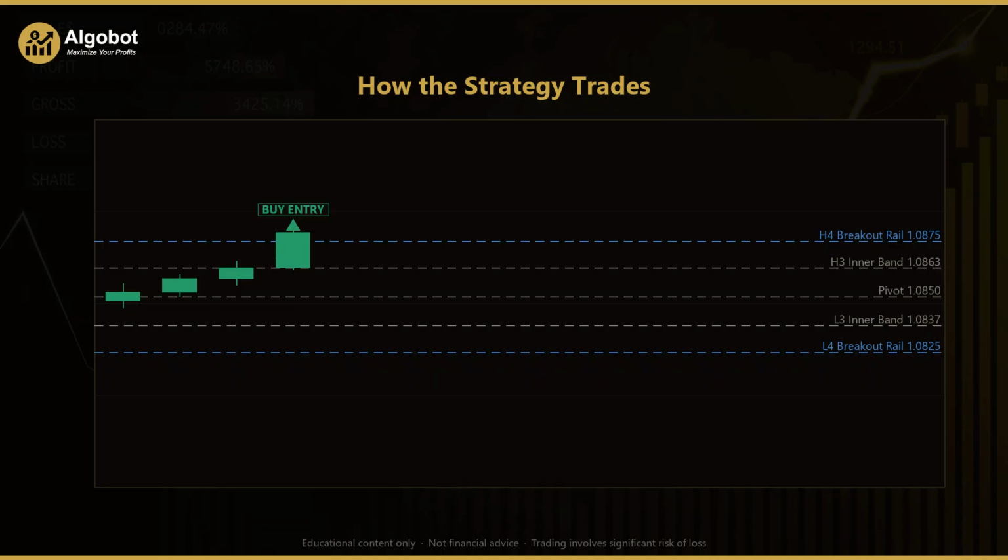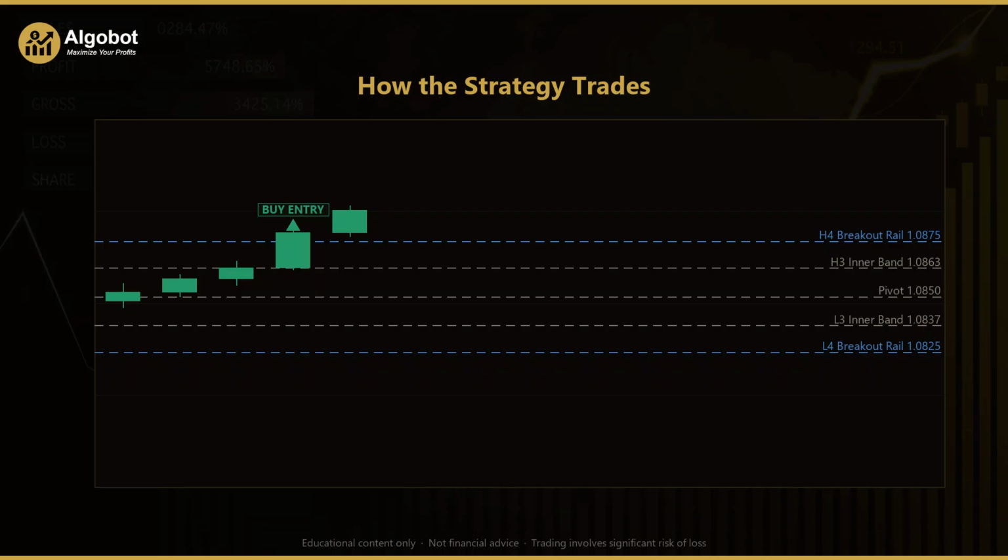Watch the opening candles. Price is drifting gently around the central pivot, rising and falling inside the inner H3 to L3 band. This is the rotational phase, the part of the day where the classic Camarilla reading expects price to stay contained and swing between the edges. The strategy does nothing here. It's simply waiting. Now notice the third candle.